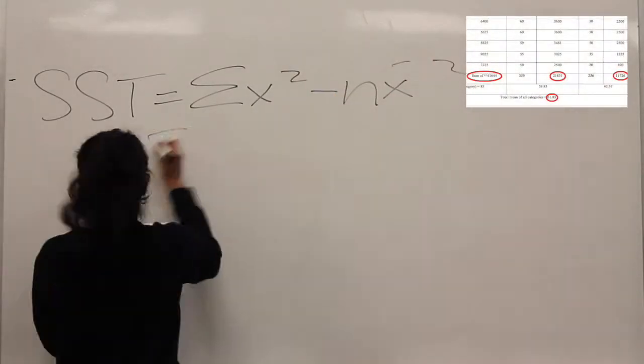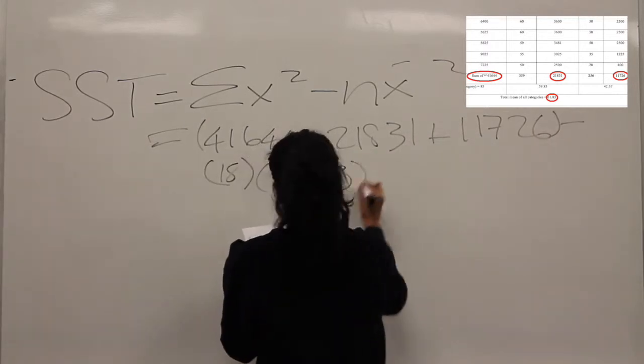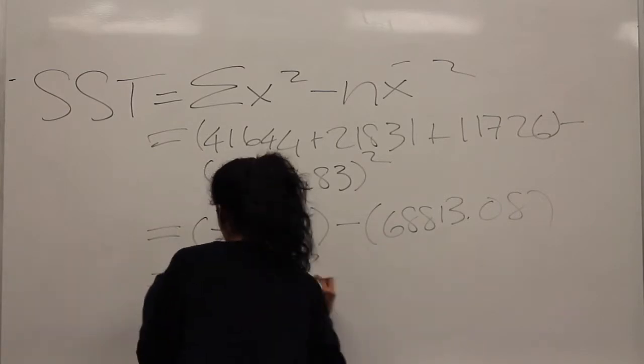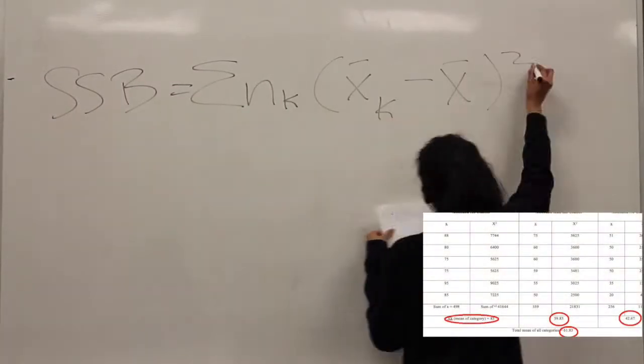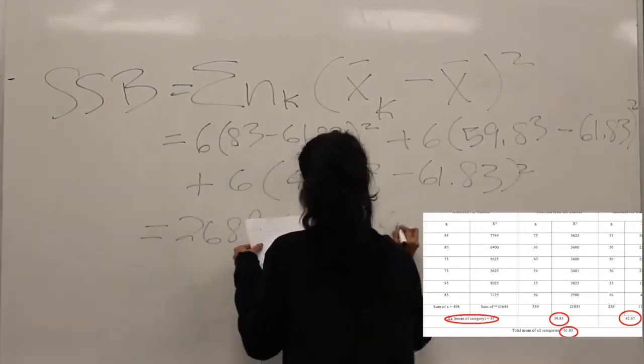So let's first calculate SST. Using the formula we just said and plugging in the numbers from our chart, the final answer we get is 6,387.92. Using the SSB formula, we'll find that the variance between groups is 4,915.64.